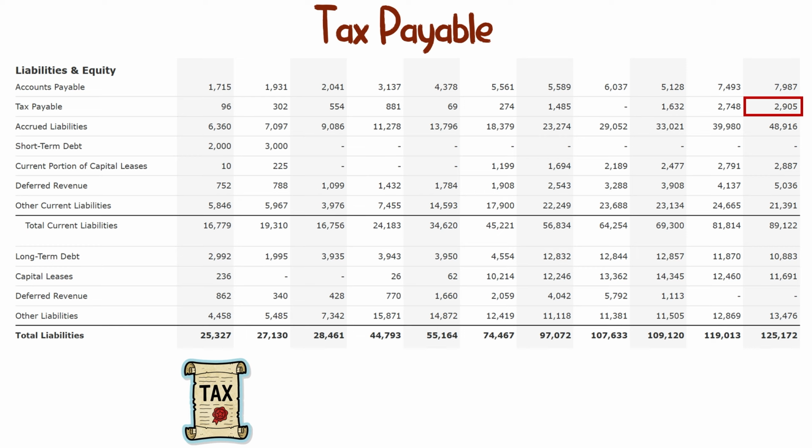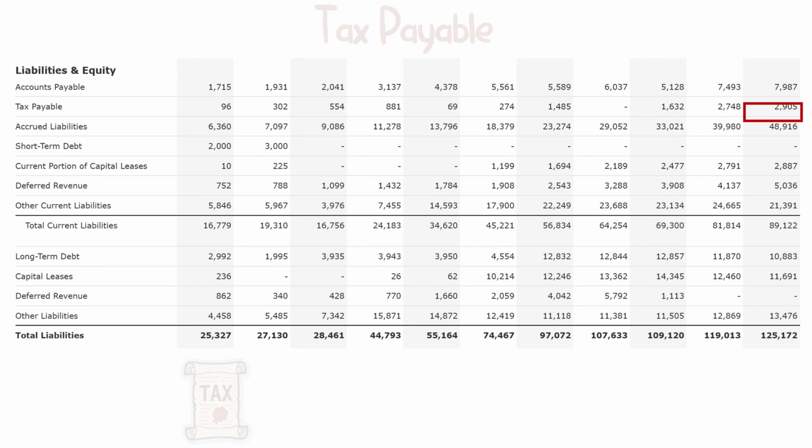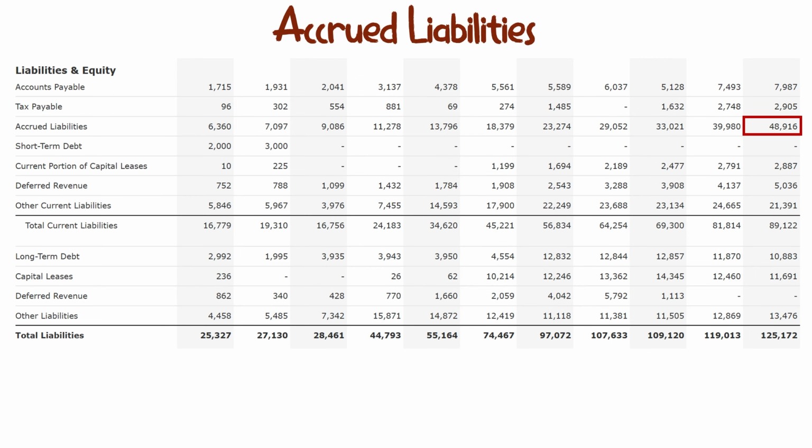This represents tax obligations due within the next 12 months. Accrued liabilities shows $48.9 billion for Alphabet. Accrued liabilities are expenses the company has incurred but hasn't been billed for yet. For example, Google employees worked the last week of December and earned wages, but payday isn't until January. That unpaid wage expense is an accrued liability.